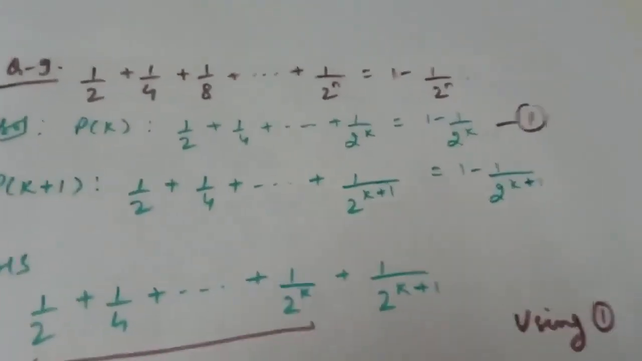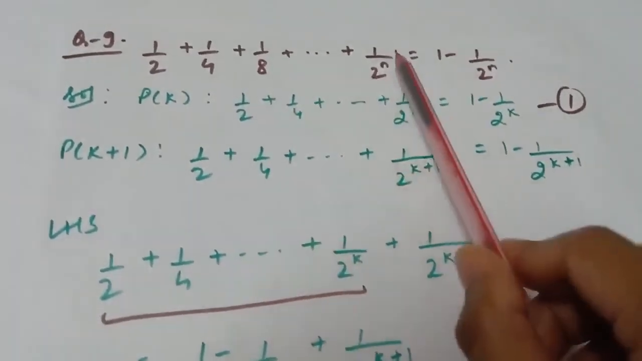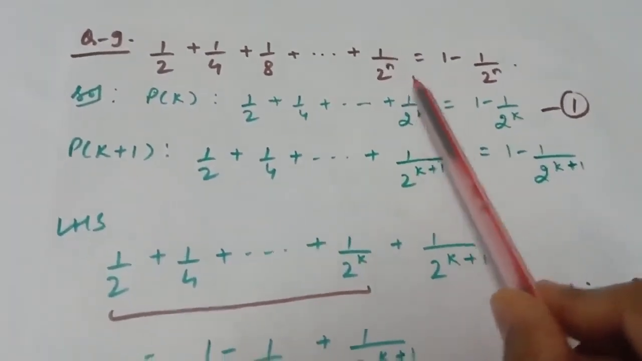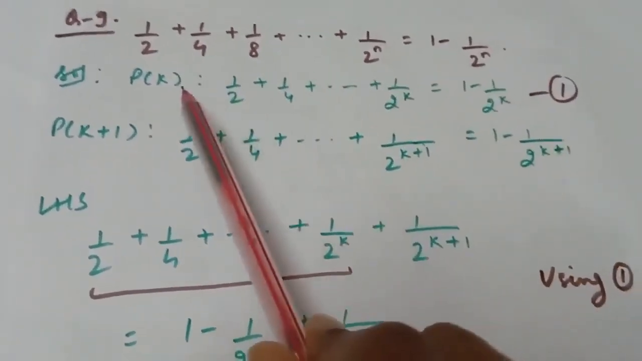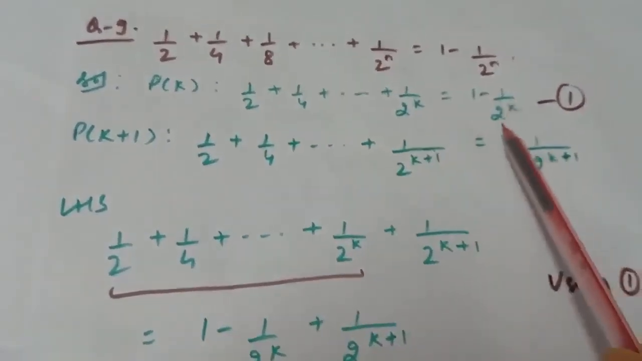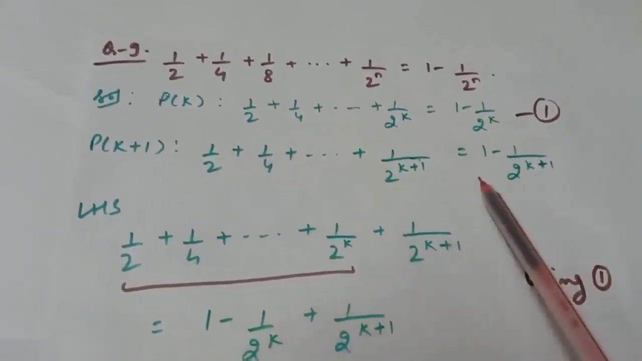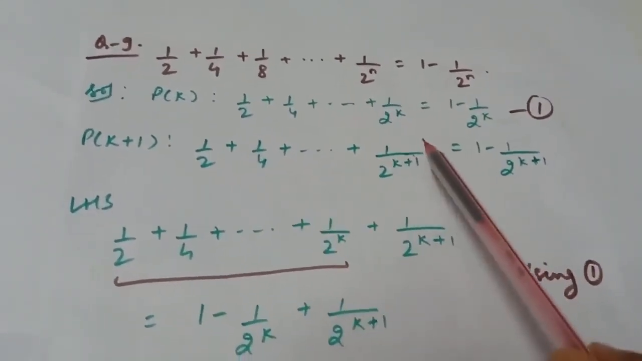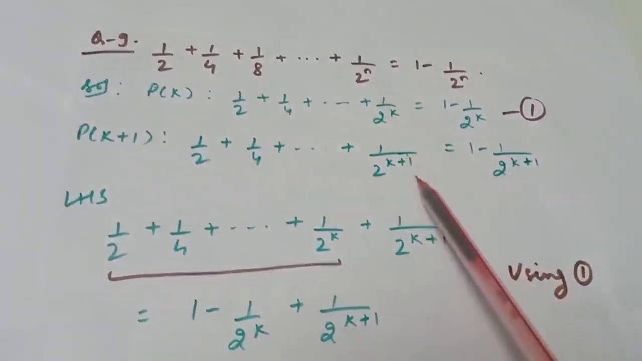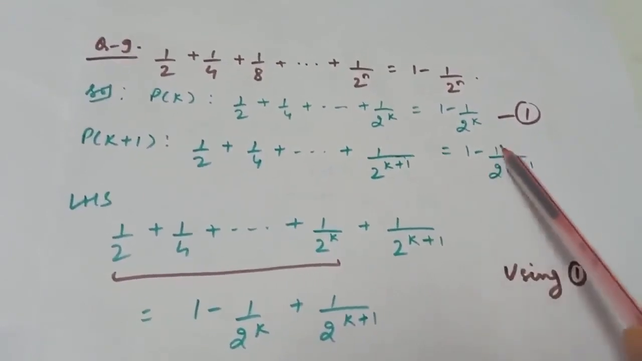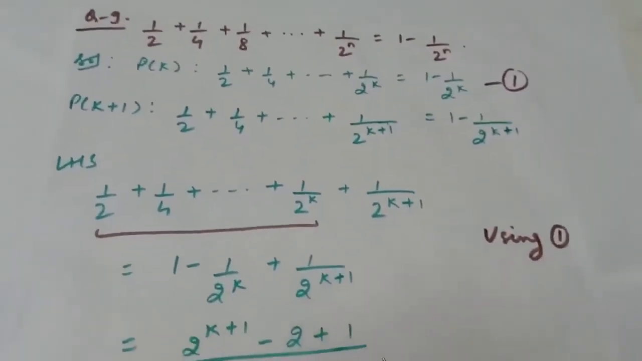Right. The next question is 1 upon 2 plus 1 upon 4 plus 1 upon 8 and so on up to 1 upon 2 raised to the power n is equal to 1 minus 1 upon 2 raised to the power n. So we are letting it that Pk is true. In place of n just put k and let it be 1. Now Pk plus 1 is this: 1 by 2 plus 1 by 4 and so on up to 1 upon 2 raised to the power k plus 1. In place of n just put k plus 1, is equal to 1 minus 1 upon 2 raised to the power k plus 1. This is our Pk plus 1 which we wanted to prove.